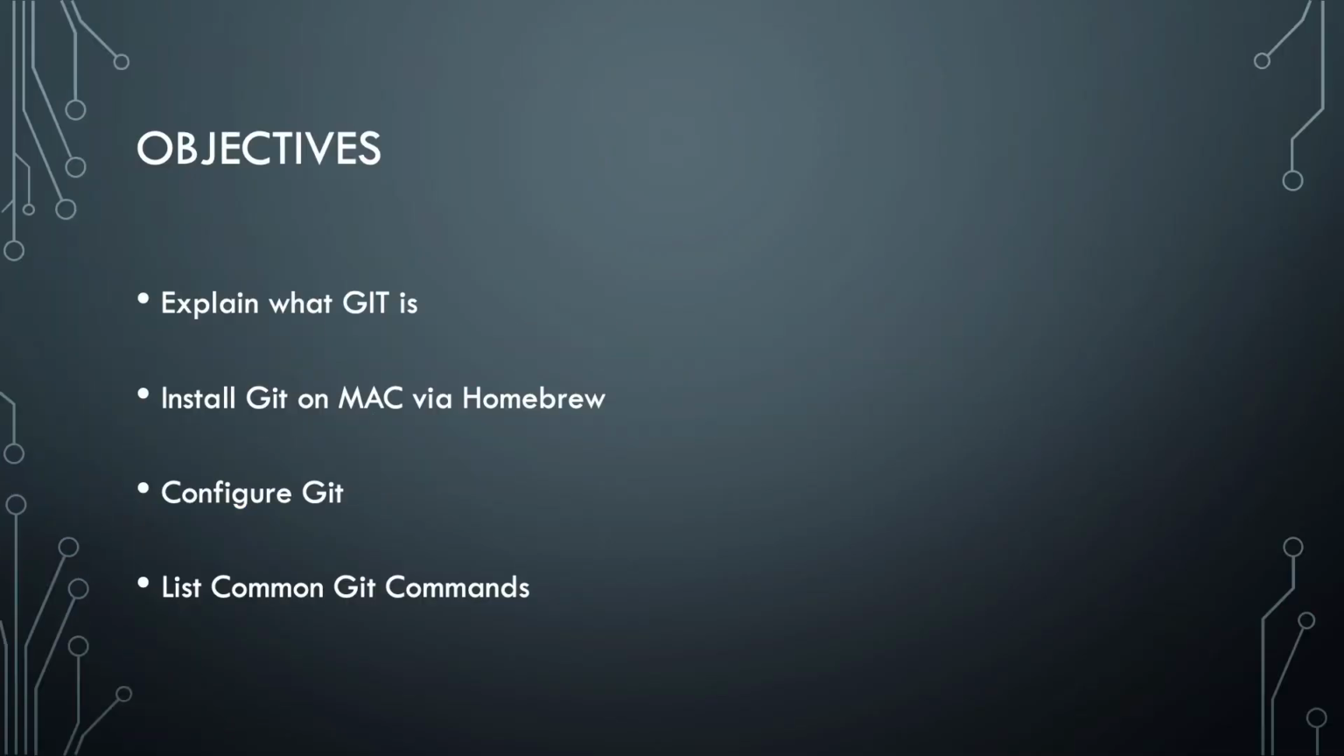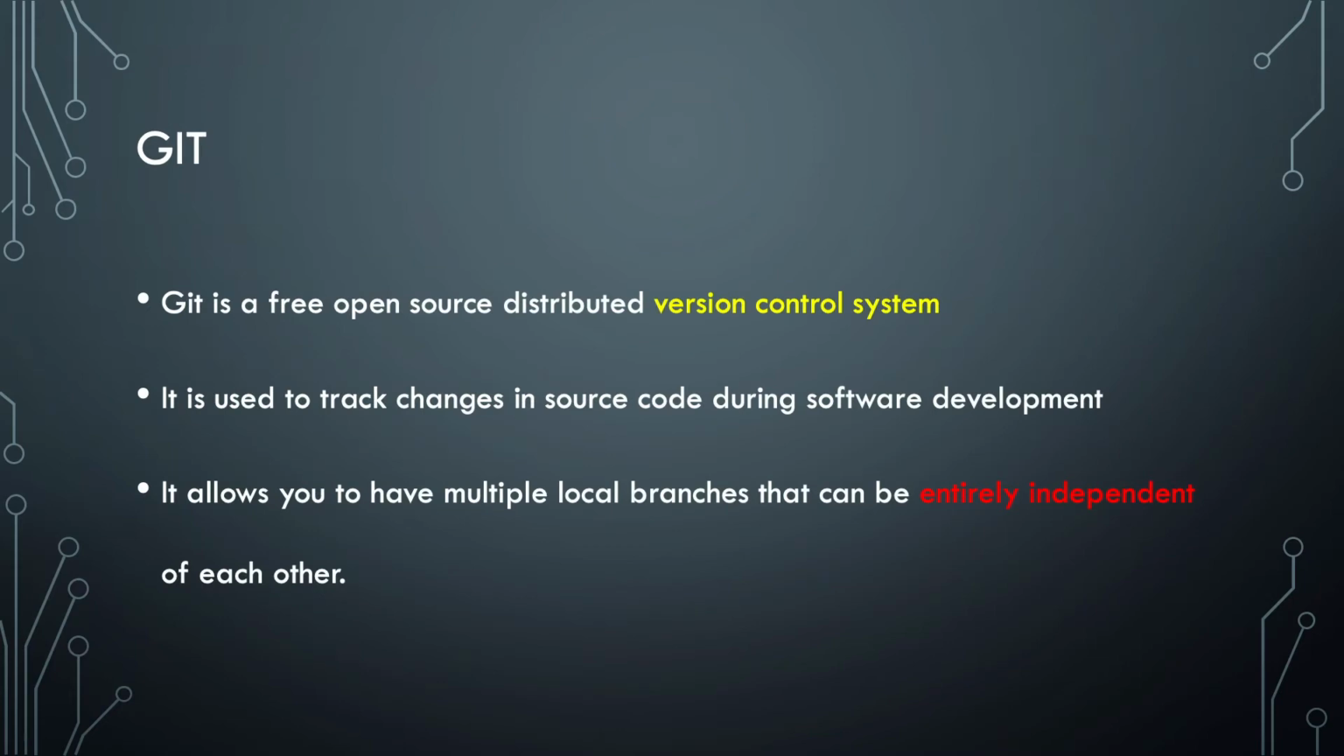In this video, we're going to explain what Git is, install Git on Mac via Homebrew, configure Git, and list common Git commands. Git is a free open source distributed version control system. It is used to track changes in source code during software development, and it allows you to have multiple local branches that can be entirely independent of each other.